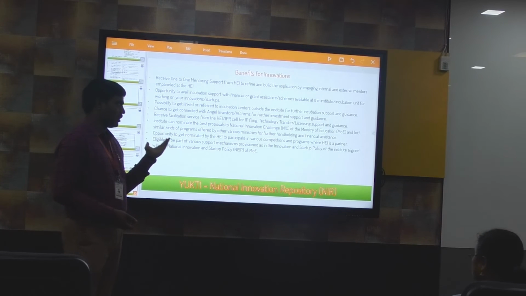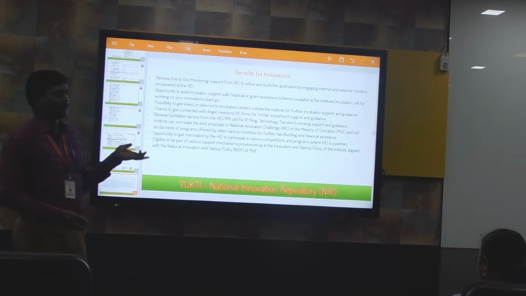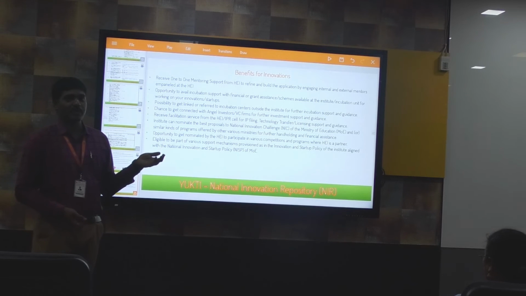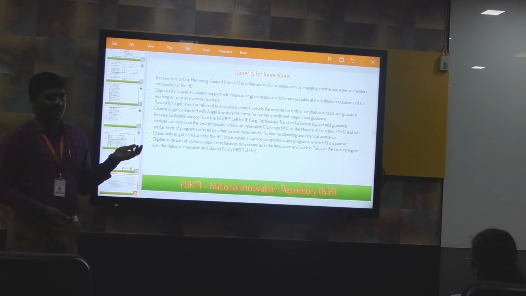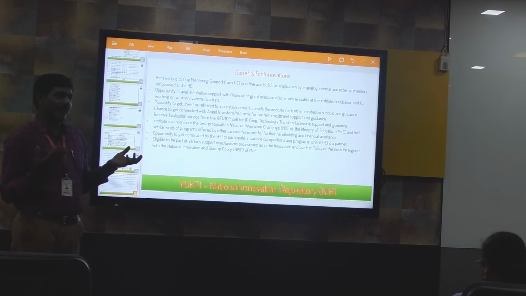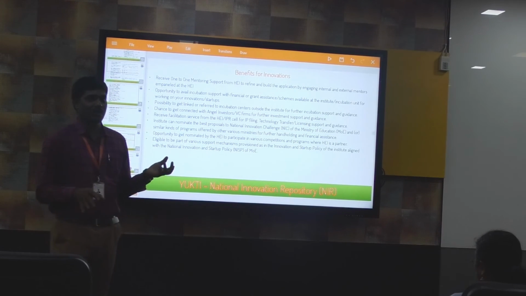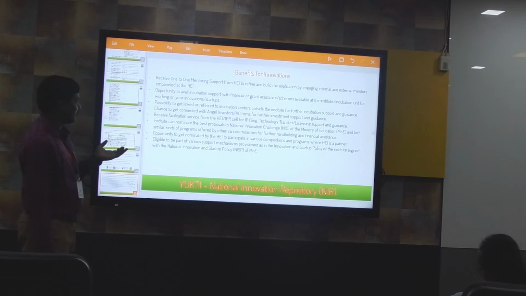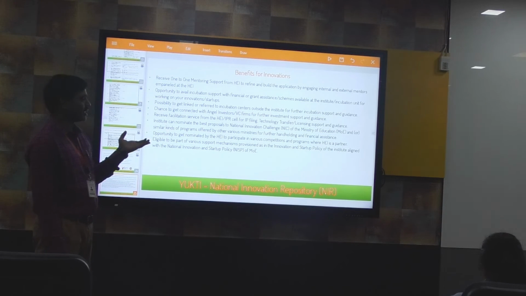Even to make this IP filing simple, the Ministry of Education has come up with an initiative called the Kapila Intellectual Property Literacy Scheme, where they reimburse the filing charges for patents. For every institution, every year, they will support 10 IPs, reimbursing whatever fee you pay for filing. The institute can also nominate the best proposals to the National Innovation Contest or any grant challenges organized by the Ministry of Education.